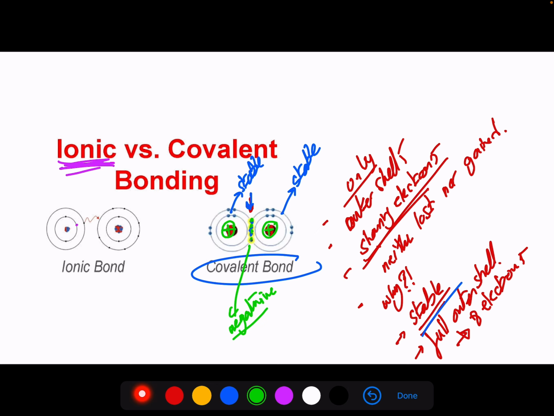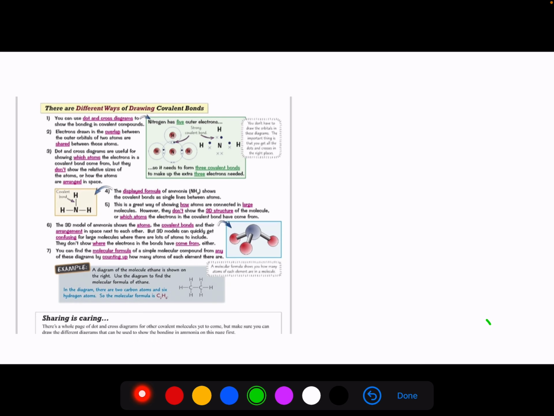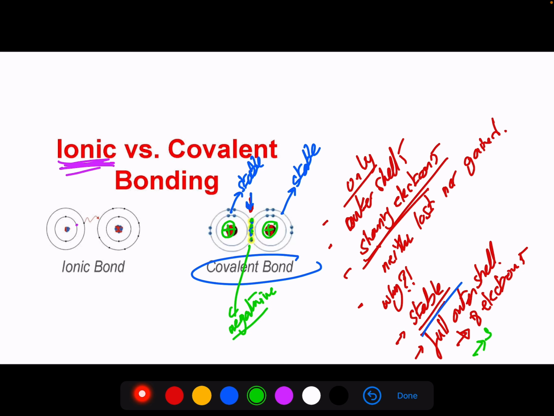With that being said, I would expect that a covalent bond is a strong bond. Why? Because this electrostatic attraction between the negative shared electrons and the two positive nuclei is a strong attraction. That's why a covalent bond is a very strong bond.